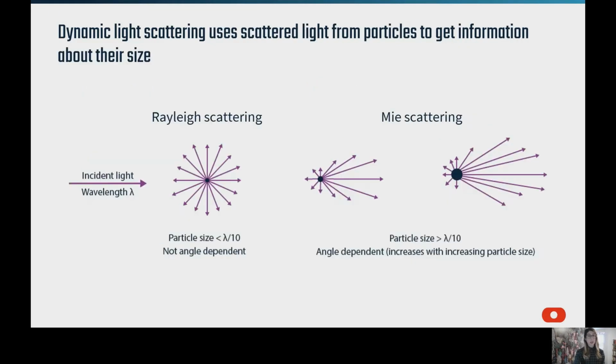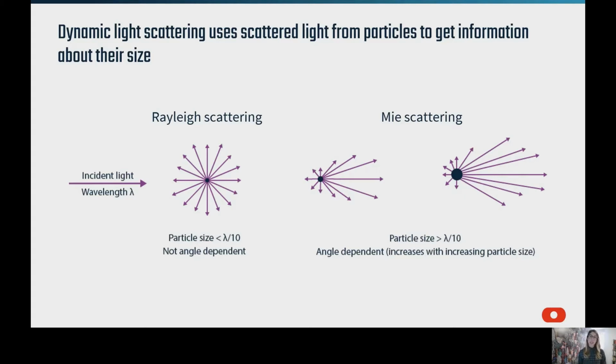So how does DLS work? All particles in solution are going to scatter light. And when we talk about particles today, I am going to mean everything from proteins to nucleic acids, buffer additives, dust and dirt. DLS measures everything in your sampling area, which is kind of the pros and the cons, right?